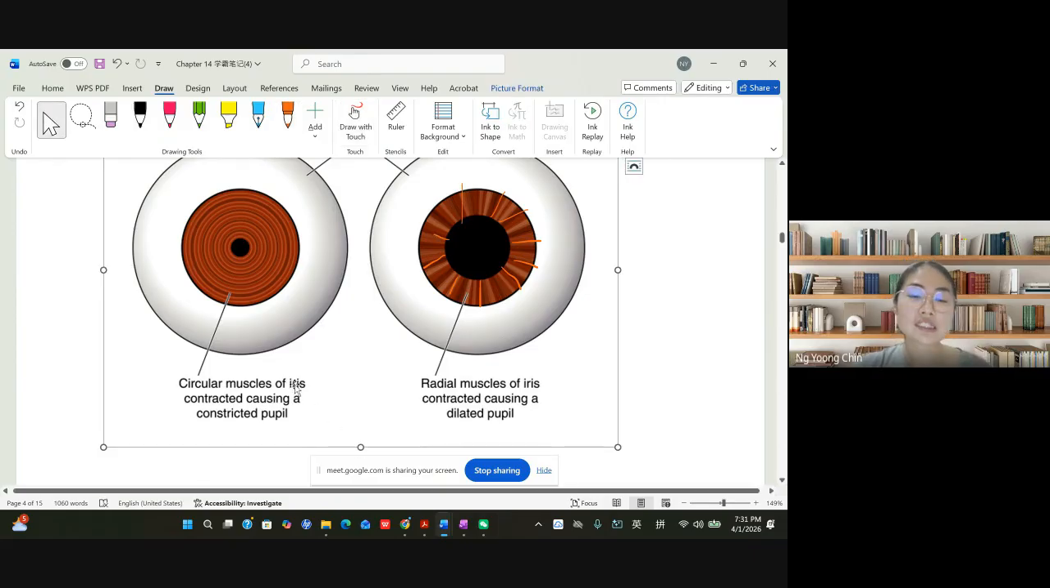So whenever the circular muscle contracts, it will cause the pupil to constrict, which is 瞳孔变小, constricts. Whenever the radial muscle contracts, it pulls on the pupil, so it causes the pupil to dilate, 瞳孔放大.